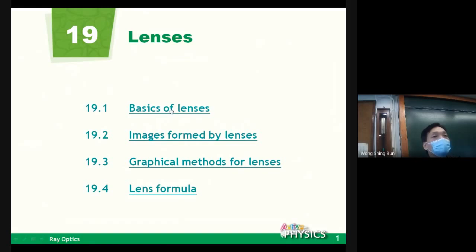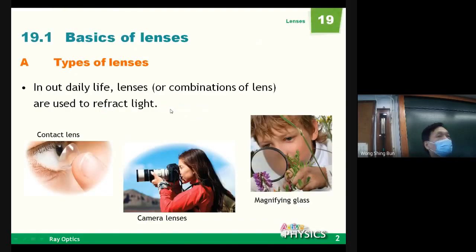Now let me start the first one, 19.1. Here, basics of lenses. What is it? Actually, lenses, most of you have carried it because you are short-sighted or long-sighted. Here, the common lens, what is it? Actually, it will be a glass in different curvature, 唔同嘅弧度. And then we can make it different lenses. In our daily life, a lens is actually a combination of lenses.